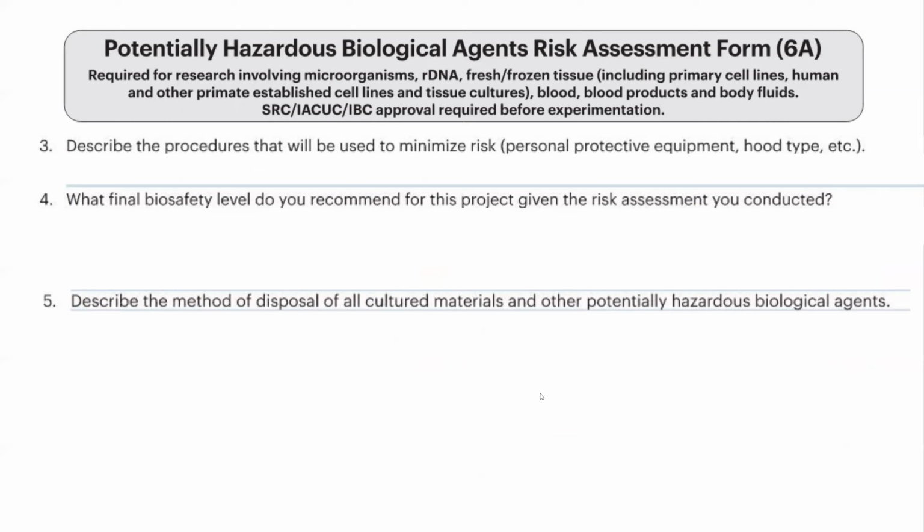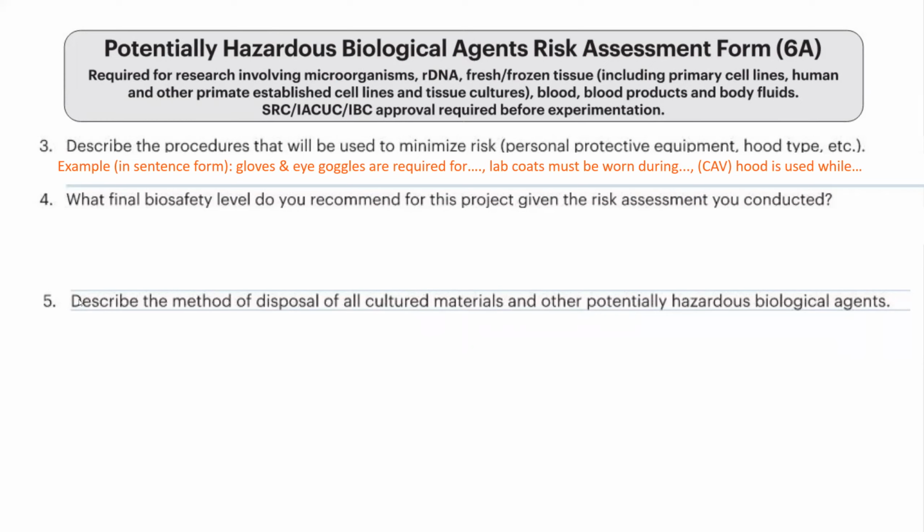This part on the form does not provide a lot of space to answer, so please don't be afraid to use extra pages to thoroughly write down procedures and materials used. In sentence form, please list all materials and procedures used to minimize risk. These will often coincide with the level of biological containment.